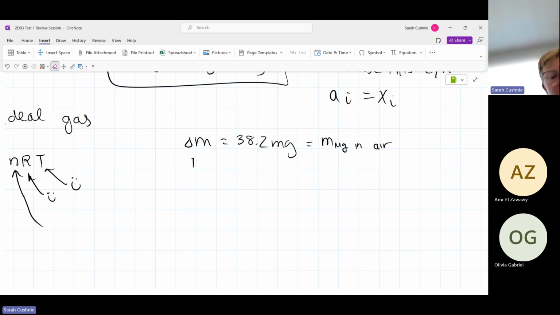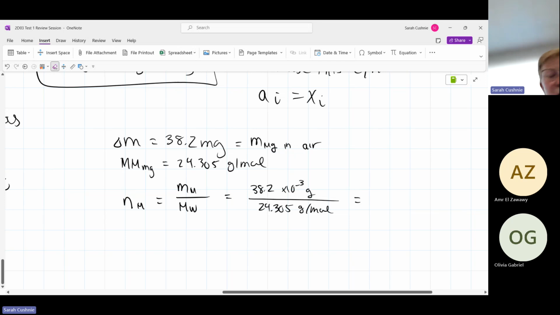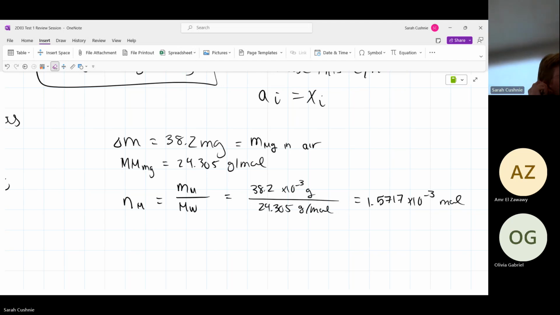So we also know the molar mass of magnesium is equal to 24.305 grams per mole. So we can say that the number of moles is equal to the mass divided by the molar mass, the molecular weight, which is equal to 38.2 times 10 to the minus 3 grams over 24.305 grams per mole. And you would get a total of 1.5717 times 10 to the negative 3 mole of magnesium entered that gaseous phase. So now we have N.